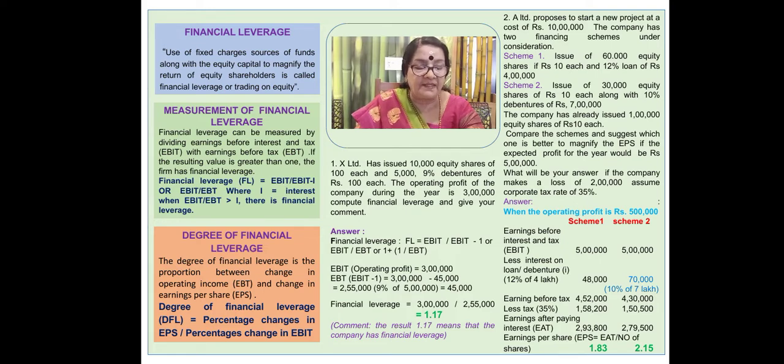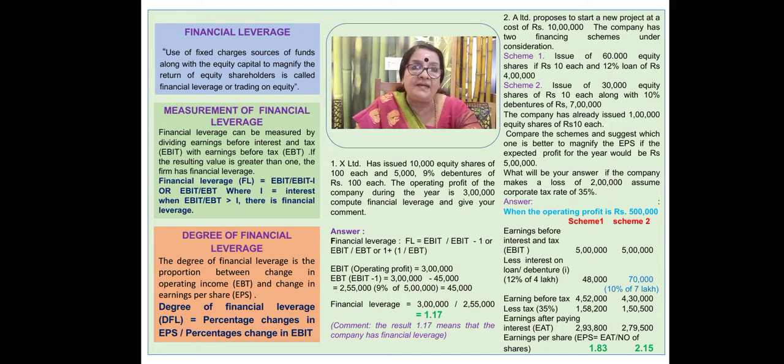So we can make a statement: compare the schemes and suggest which one is better to magnify the EPS. If the expected profit of the year is 5 lakh, that is our EBIT, 5 lakh. So we can do it as columnar. One is scheme 1 and the other one is scheme 2. In both cases, the EBIT is the same, that is 5 lakh each.